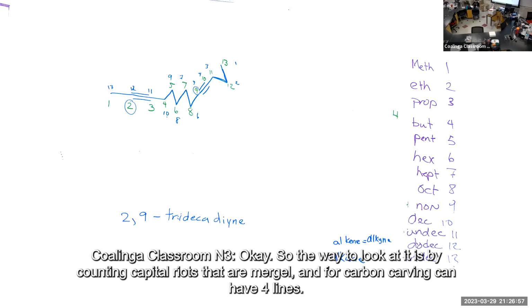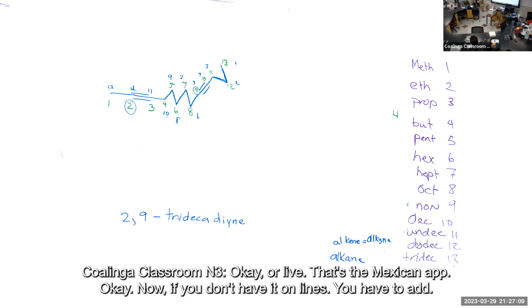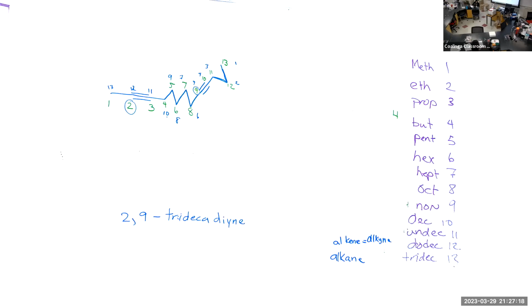Okay, so the way to look at it is by counting lines. You count the lines that are merging. Carbon can have 4 lines. That's the max it can have. If you don't have enough lines, you have to add hydrogens. So we know that this is going to be C. This is going to be C what? 13.